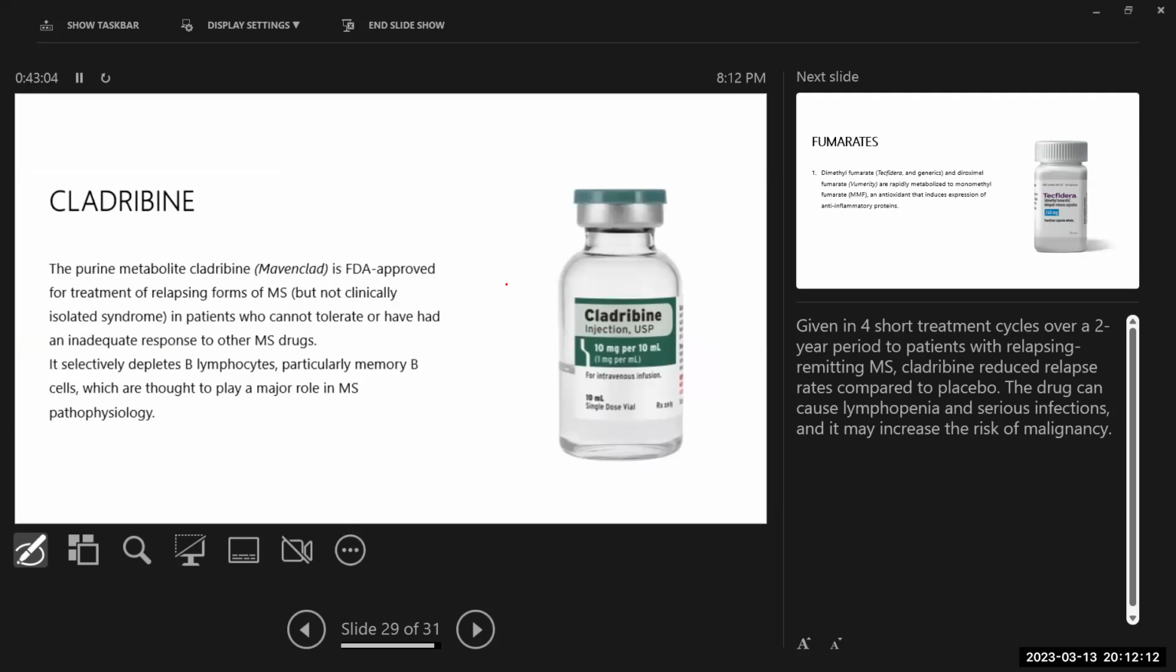Cladribine is an older drug. It depletes B cells, and it is used in patients who either don't tolerate or can't use other drugs.